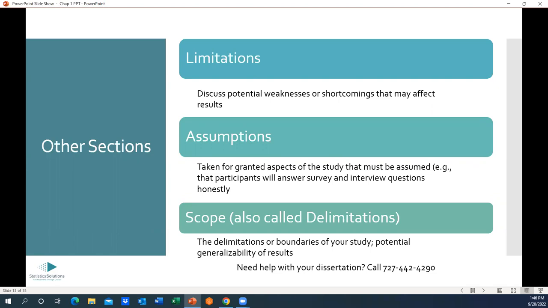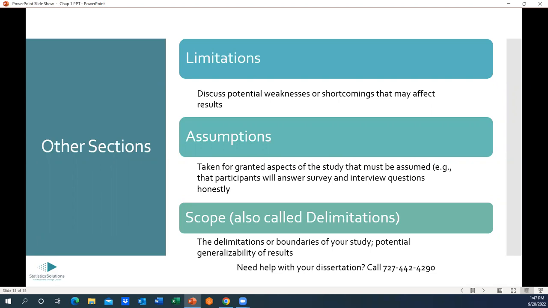This is again forward-looking because this is your proposal. Limitations are any weaknesses or shortcomings that you can foresee that may affect your results. A big limitation for quantitative studies would be sample size. If you don't get a large enough sample size, that affects your statistical certainty, and it becomes a big limitation. Would that be a limitation in your study? It depends on how easy or difficult you think it is to get access to the folks you need to get access to.